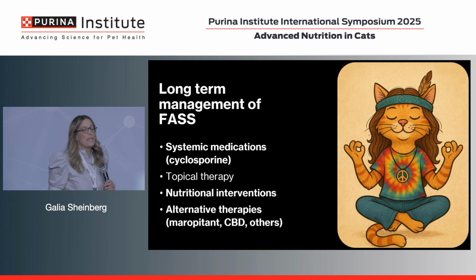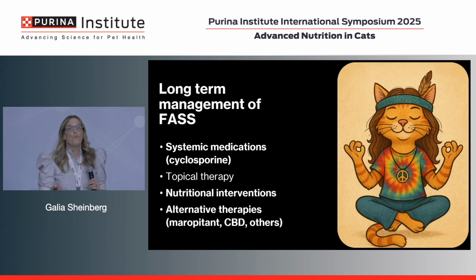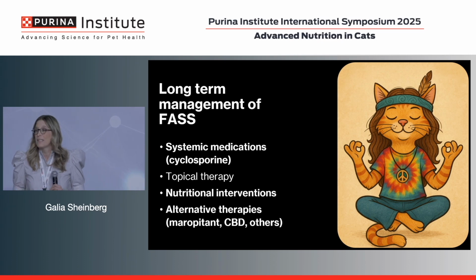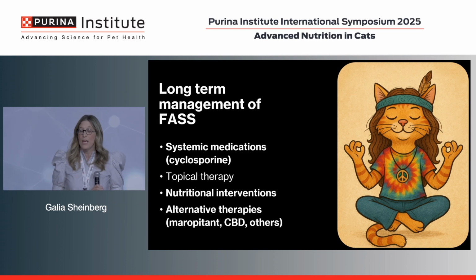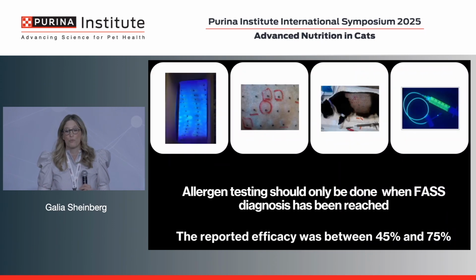So what do we do if we have not solved the skin problem with the diet? We move on with environmental management. We can continue with systemic medications such as cyclosporine, which is normally the drug we use long-term. We can use topical therapy. We can use nutritional interventions because there's some studies that show that we can feed some nutrients that can help the skin, or we can go to alternative medications such as CBD, which I don't normally use, or other alternative medications when we don't have good responders.